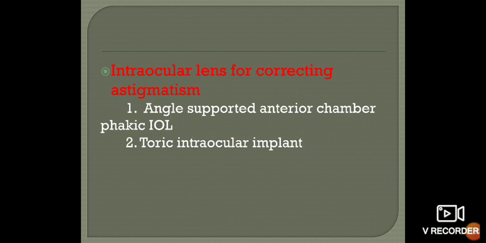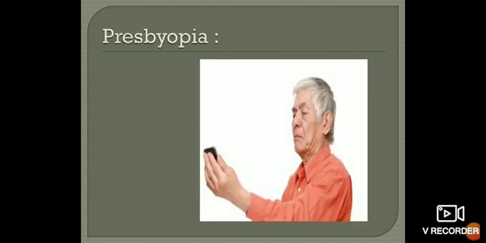Another operative option is intraocular lens correction. These are angle supported anterior chamber phakic IOLs. Phakic IOL means the natural lens is kept as it is, and in front of that natural lens, in the angle between the iris and the anterior surface of the anterior capsule of the lens, the IOL is placed. And second is toric intraocular implants. These are again surgical options for astigmatism. So we have completed astigmatism.